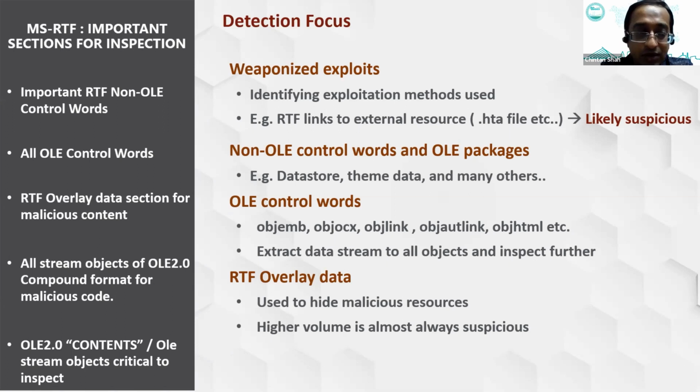So in terms of OLE 2.0, we want to inspect the content stream because that's where the embedded file will be. If an attacker embeds an OXML file or a PDF file, you will find the PDF file in the content stream of the OLE 2.0 document. So we want to extract the OLE 2.0 data stream, and we want to extract all the object storage and object streams, and inspect that further to see if there is any malicious content there.